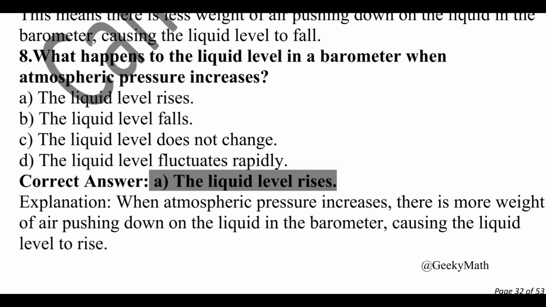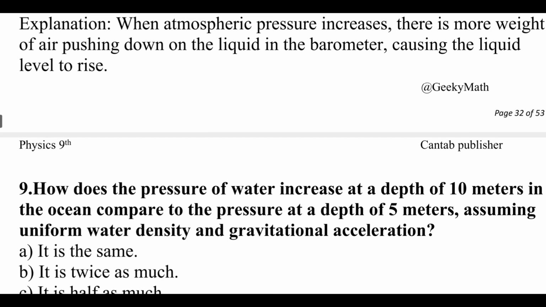Question number 8. What happens to the liquid level in a barometer when atmospheric pressure increases? Option A, the liquid level rises. Option B, the liquid level falls. Option C, the liquid level doesn't change. Option D, the liquid level fluctuates rapidly. So the correct answer is option A, the liquid level rises. Explanation: when atmospheric pressure increases, there is more weight of air pushing down on the liquid in the barometer, causing the liquid level to rise.